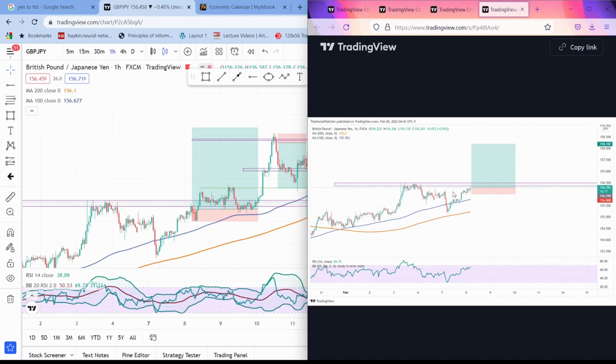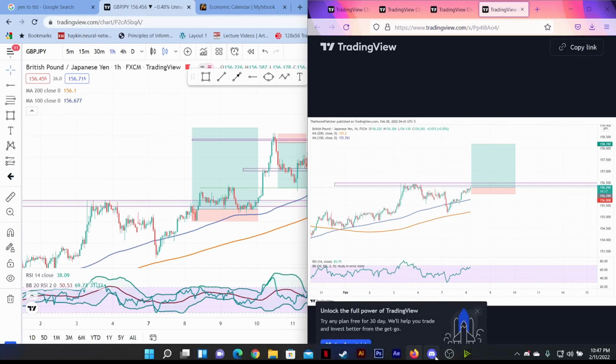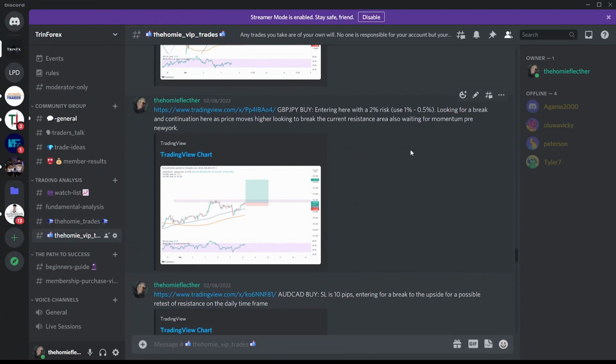This is another trade here as well. Let's just look at what we said. I try to write down the gist of what I'm looking at whilst sending these trade ideas, because sometimes depending on the trade itself, these moves could happen instantaneously, and you just weren't there to profit off of it because I spent an extra 5 minutes explaining everything in detail why I'm taking the trade, right? So, looking for a break and continuation here as price moves higher, looking for that break of the current resistance and also waiting for momentum pre-New York.